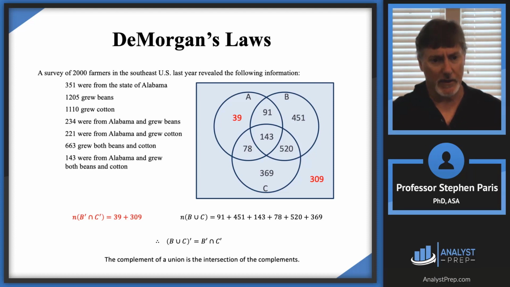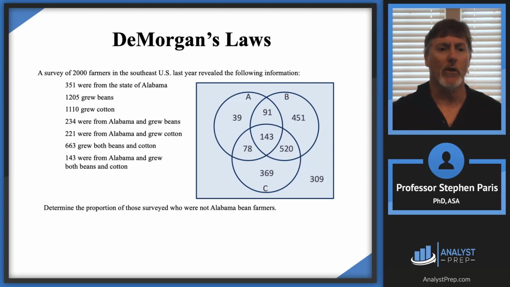Let me say it in words. The complement of a union is the intersection of the complements. So the complement of the union I've highlighted in red. What's in red on those last two lines is the complement of the union, and that is equal to the intersection of the complements. So the intersection of the complements is in red now. That's one of DeMorgan's laws.